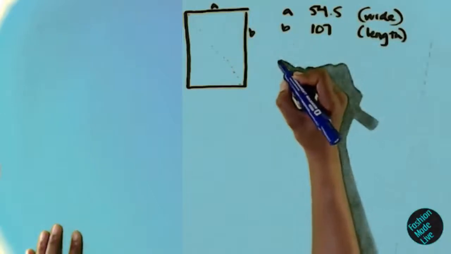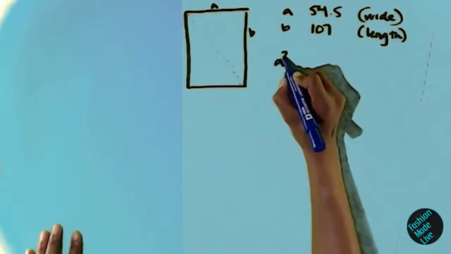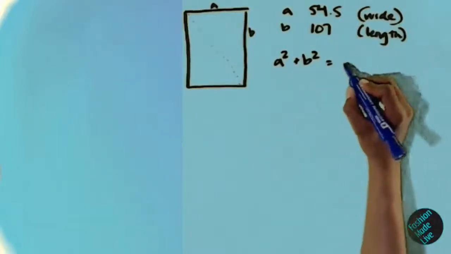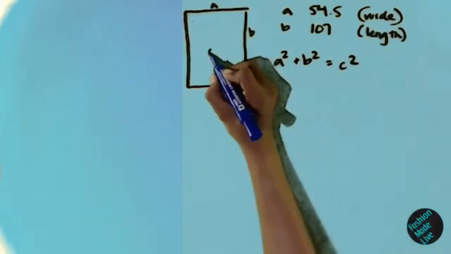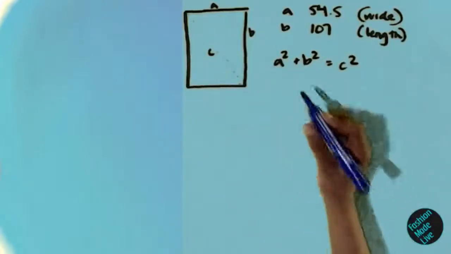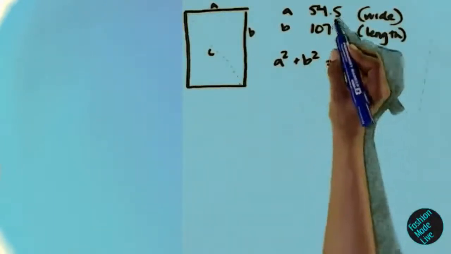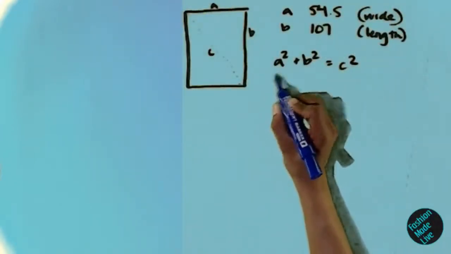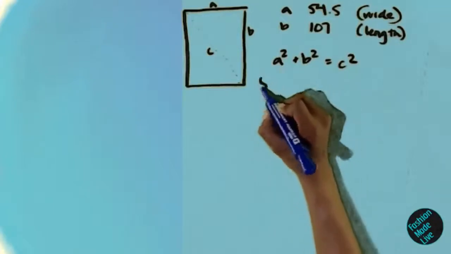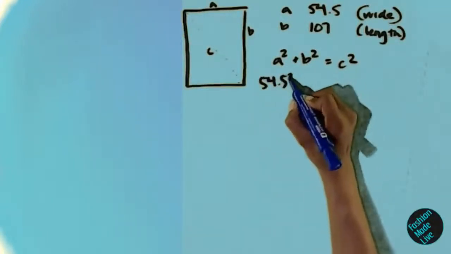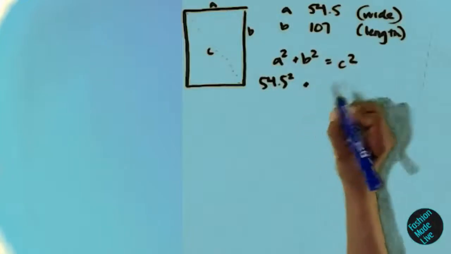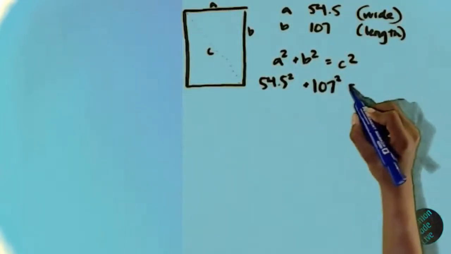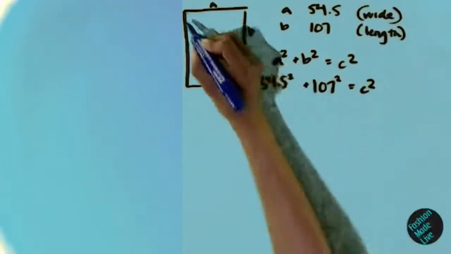The Pythagorean theorem goes like this. You have a squared plus b squared equals c squared. What is c? This is c. That is the length of our hypotenuse. So we have variables that we know. So we know that our a is going to be 54.5. We're going to square that number. We're going to add that to our length, which is 107 inches. We're going to square that, and that is going to be the length of our hypotenuse.